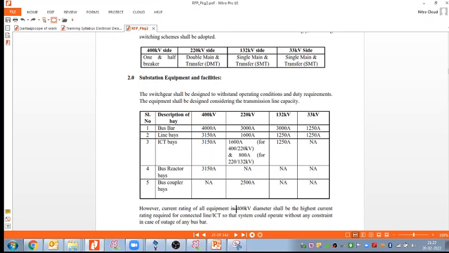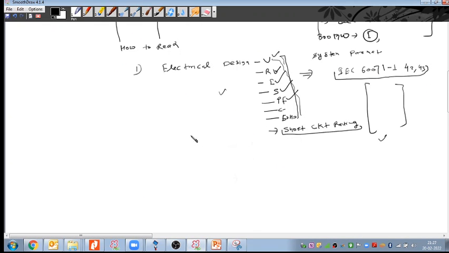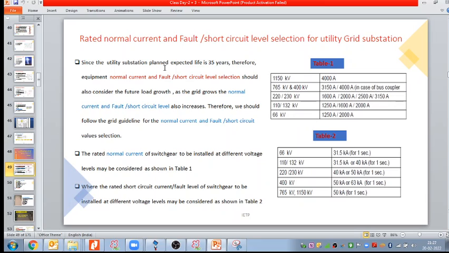So two points we are discussing: not only the fault, but the current rating selection, the current rating I, plus the fault current rating or short circuit current rating, which we can denote as ISC. So case one we are taking is any government type project. Utility substation plant expected life is 35 years. Therefore equipment normal current and fault current selection should consider the future load growth.